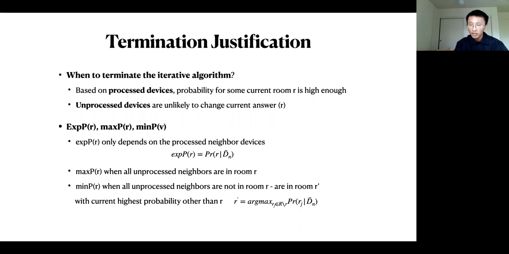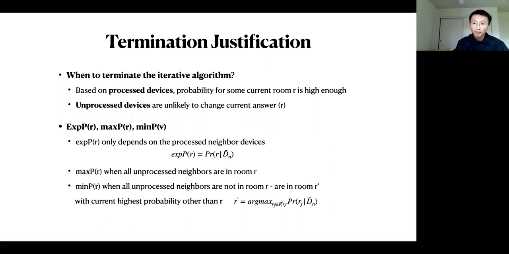First, for the expected probability, we show that it only depends on the processed neighbor devices. That being said, it is equal to the conditional probability of R being the answer based on the currently processed neighbor devices. And the max probability can be achieved when all unprocessed neighbors are also in room R. The min probability can be achieved when all unprocessed neighbors are not in room R. And we also show that if all unprocessed neighbors are in room R', with the highest probability other than R, then we can achieve the min probability.